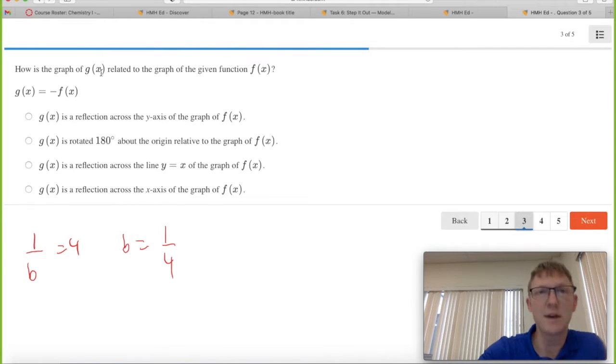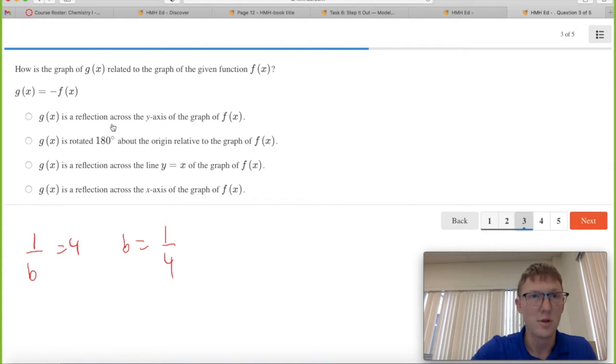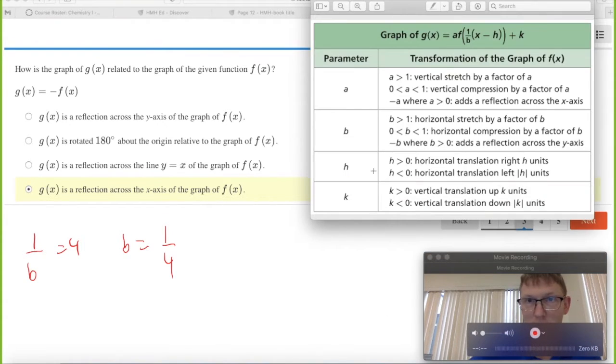How's the graph g of x related to the graph of the given function f of x? So the negative sign is on the outside, so because it's on the outside, we know that it's an up or down or a vertical something. So then it's a negative sign, so we know it is a reflection across an axis. And since it's reflecting up and down, we know it is a reflection across the x-axis. Again, you can find it using this chart.